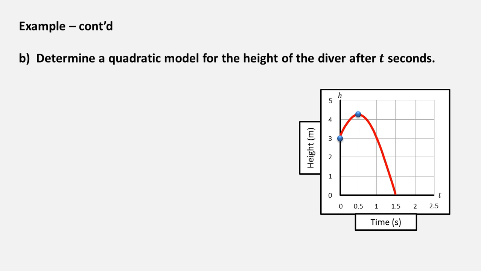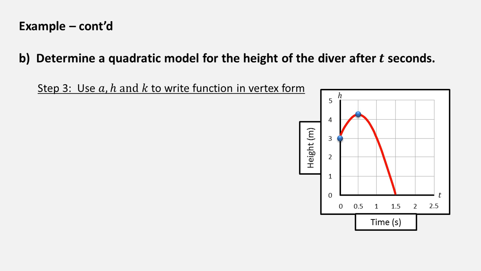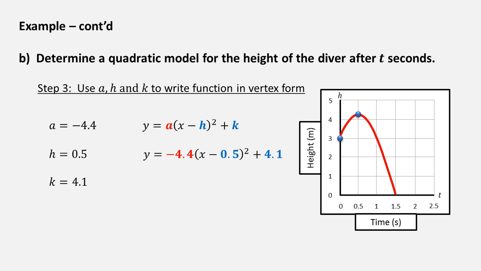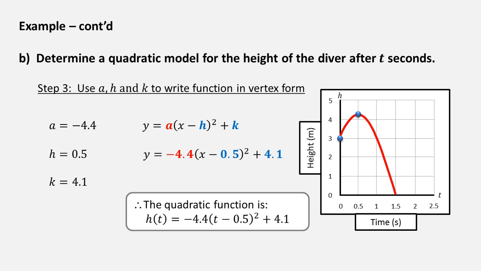Now that we have the a value, we can write the quadratic function in vertex form. Given a equals negative 4.4, h equals 0.5, and k equals 4.1, we can sub these values into our vertex form, y equals a(x minus h) squared plus k. Therefore, the quadratic function is h as a function of time is equal to negative 4.4 times (t minus 0.5) squared plus 4.1.